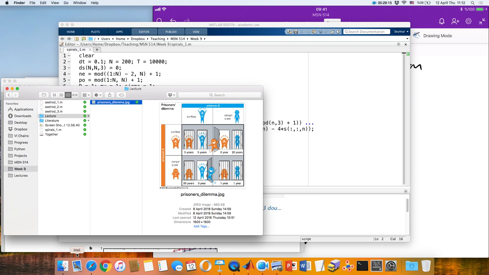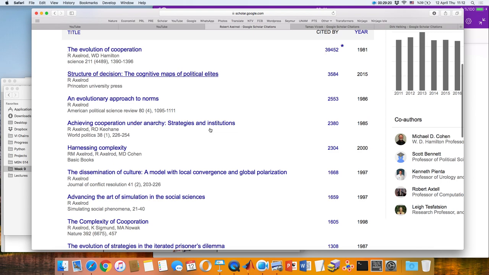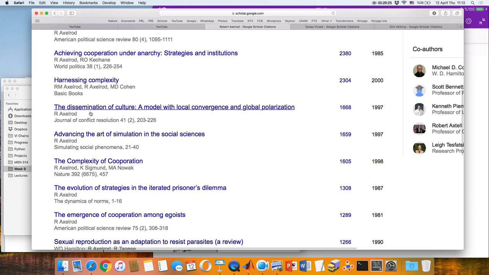Let me briefly talk about one other paper from Axelrod, if it's okay with you. I just like the idea: the dissemination of culture, a model with local convergence and global polarization.